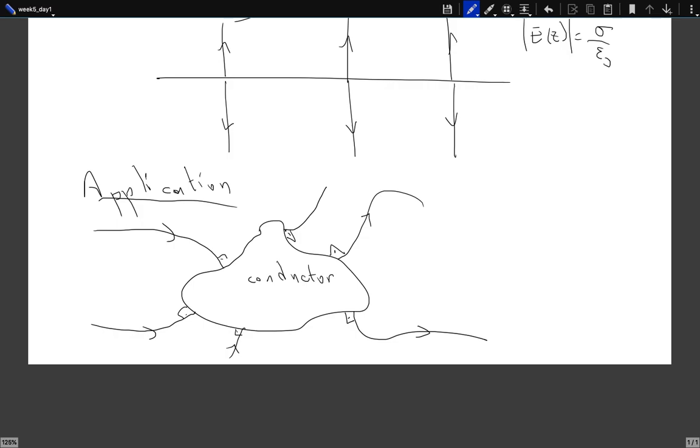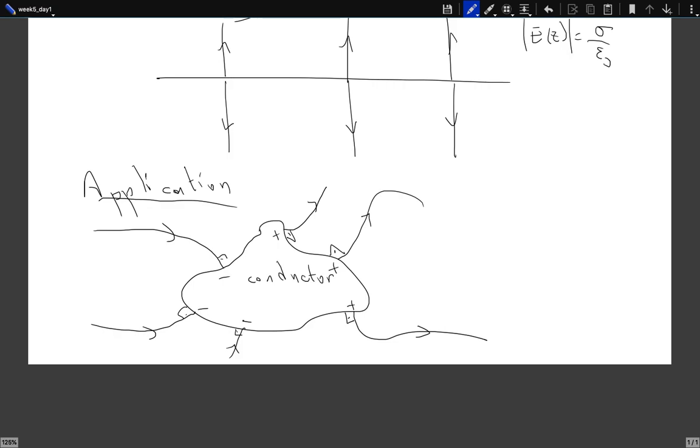This might be the electric field in the region close to the conductor. Then we can ask the question. In this case, since there are electric field lines leaving this region, we know that there are positive charges in that region. This region is positively charged. This region is negatively charged. Since there are electric field lines terminating in this region, they have to be negatively charged.